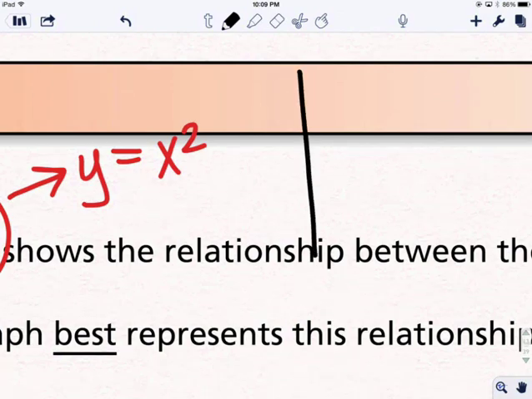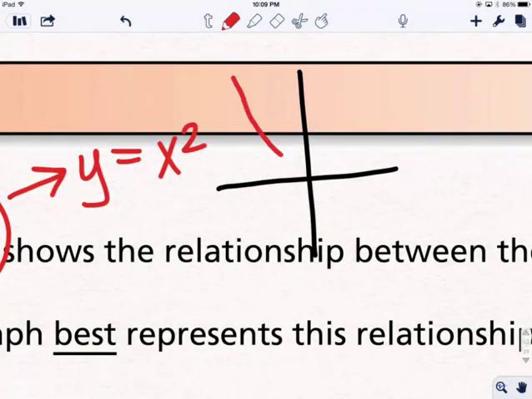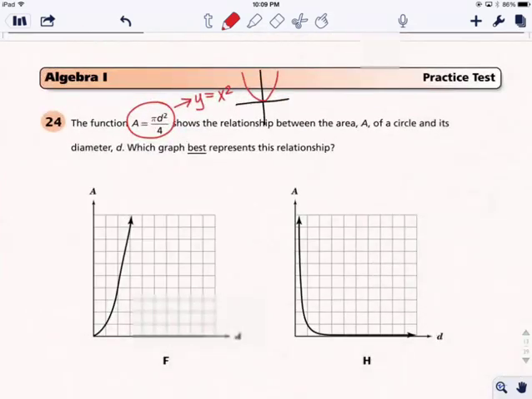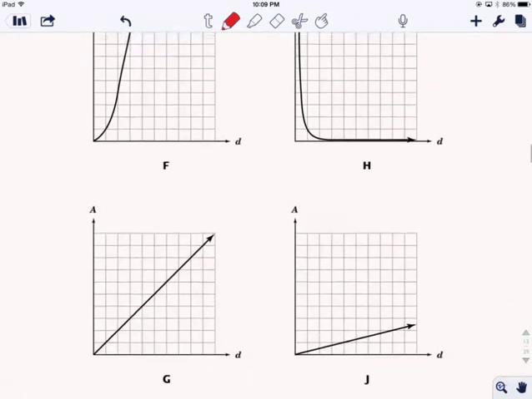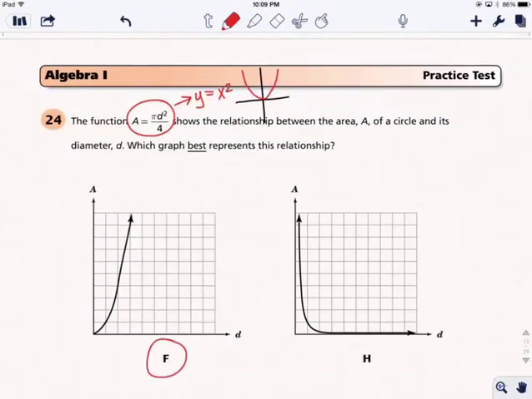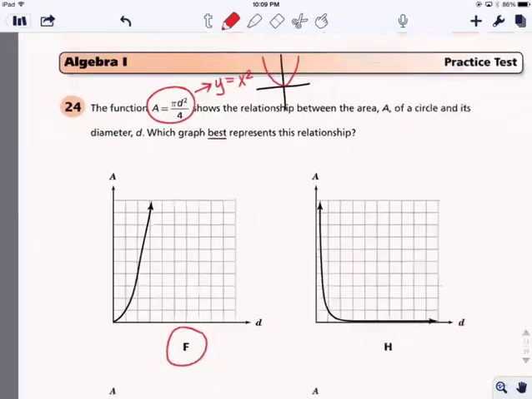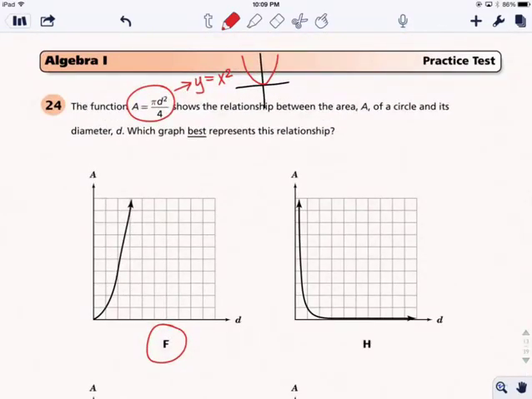Hopefully you remember that it has the shape of a parabola. Kind of a bowl shape. Now, which of these graphs best represents that parabola shape? Well, answer choice F. Of course, F is only half of the parabola, right? So I hope that that problem wasn't too bad.